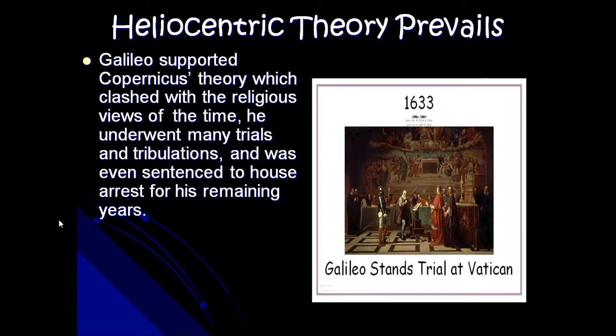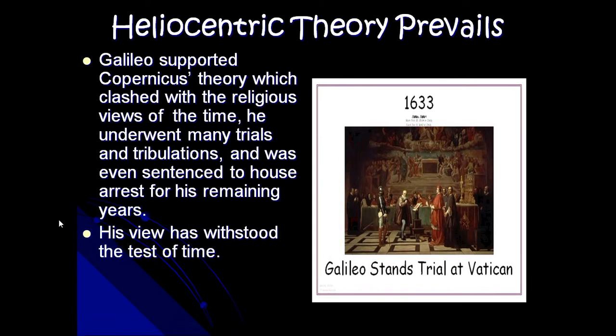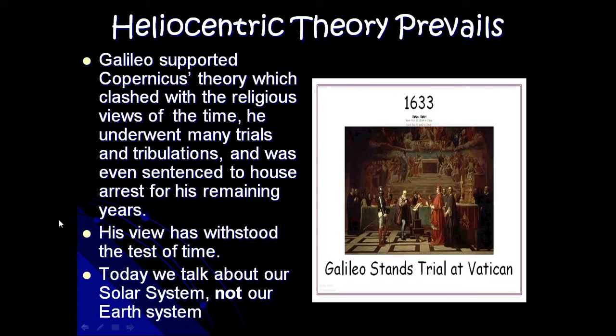So Galileo supported Copernicus' theory, which clashed with the religious views of the time. He underwent many trials and tribulations and was even sentenced to house arrest for his remaining years. Because you have to keep in mind that for a long time, many people held this theory of geocentric model to be true, and it really takes a lot to change something that exists as a theory, as a standard or norm. His view has withstood the test of time. Today, we talk about our solar system and not our Earth system.